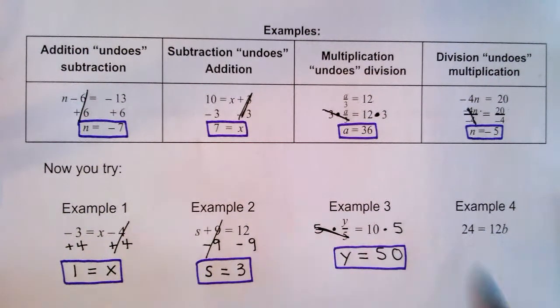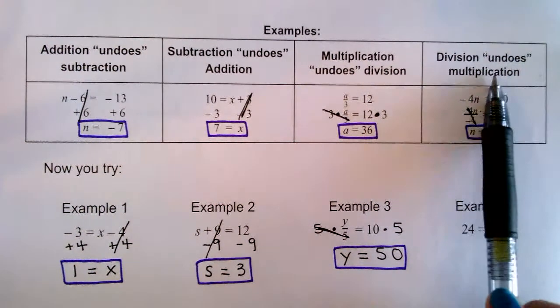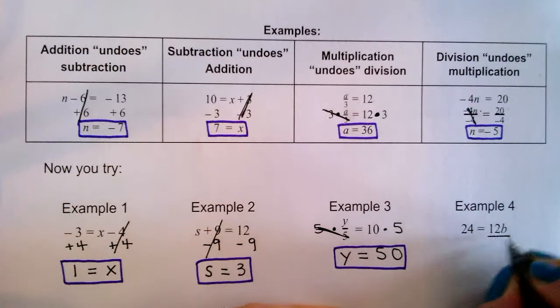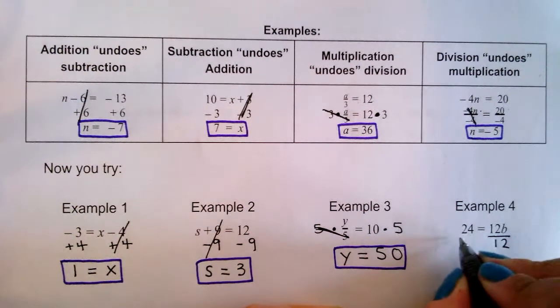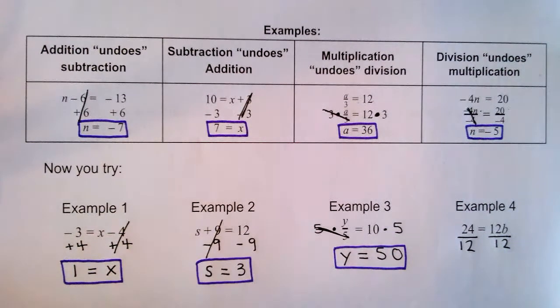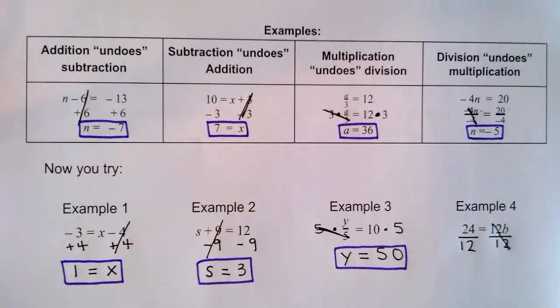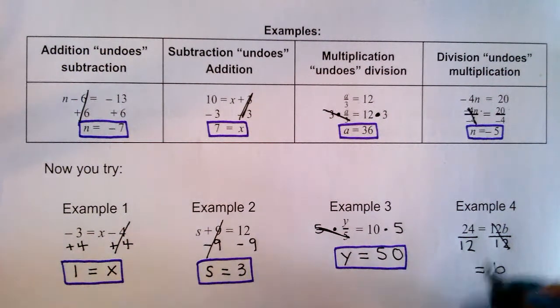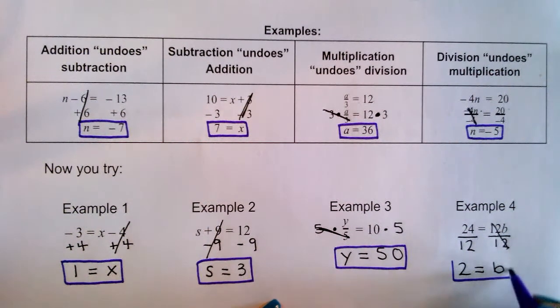So example number 4 says 24 equals 12 times b, or 12 multiplied by b. So this is multiplication here. We need to undo multiplication, and the example says division undoes multiplication. So we need to divide this side by 12 to get that 12 out of the way. And we're going to divide this side by 12 because whatever you do to one side of the equation, we must do to the other. Dividing and multiplying by 12 cancel. So we're left with b on the right-hand side of the equation. And over here, we've got 24 divided by 12, and that gives us 2. Our variable is isolated. We have it equal to one number, so we must be done.